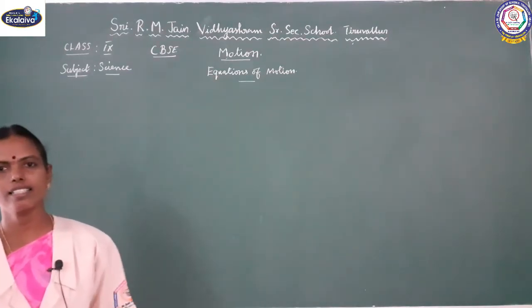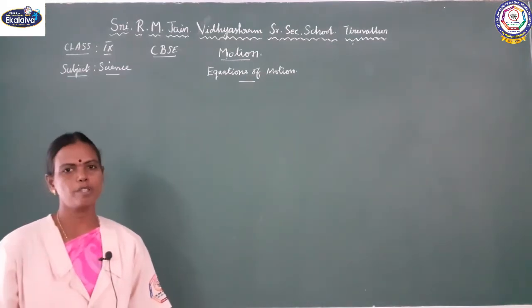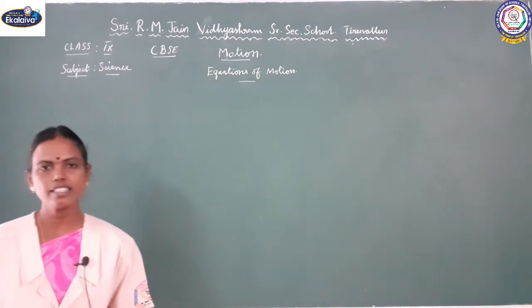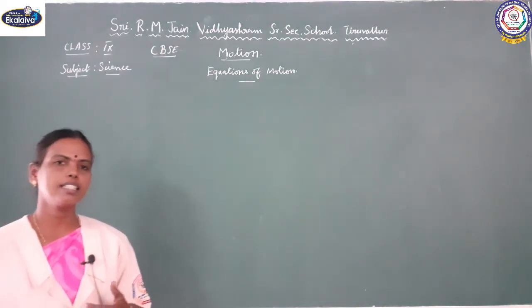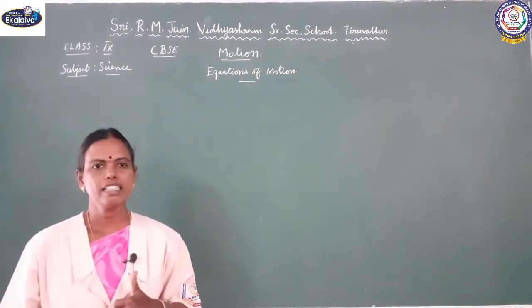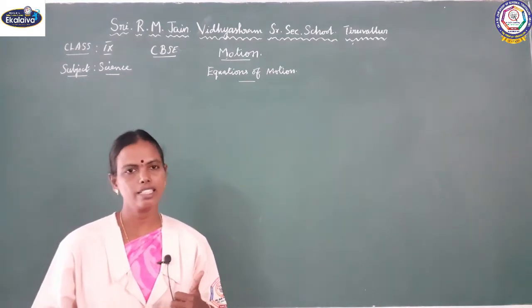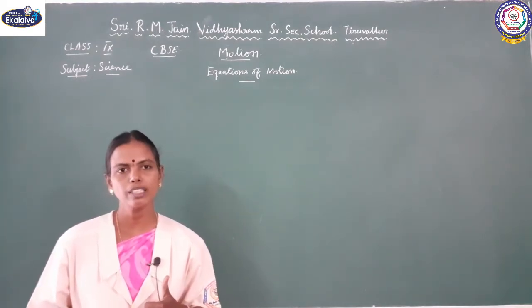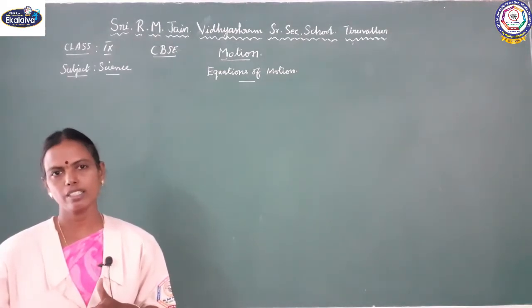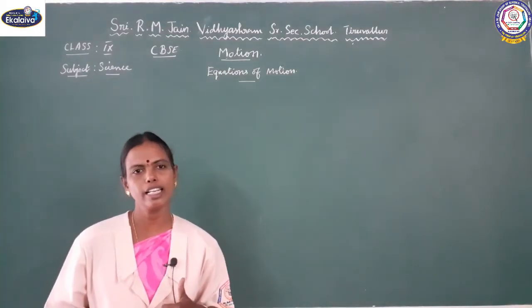In the last class we studied various physical quantities which describe the motion of an object. What are the physical quantities? Distance, displacement, velocity, acceleration, etc. What is distance? The actual path length covered by a moving body is called distance. What is displacement? The shortest distance covered by a moving body is called displacement. Displacement is a vector quantity. It has both magnitude and direction.